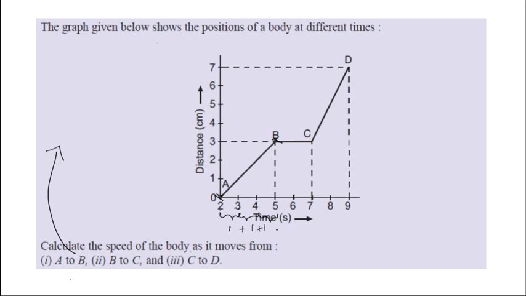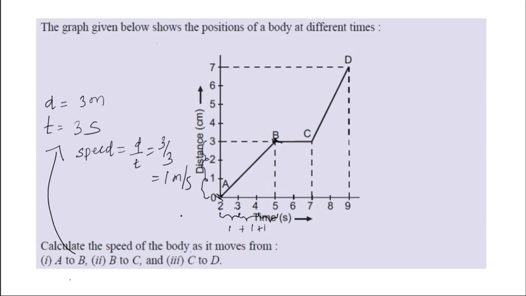So total time how much? Time is 3 seconds. How much distance is covered? From here to here 1 meter, again here to here 1 meter, and here to here 1 meter. So here it ends. So what is the distance? I'll use D only, or you can use S also. Distance is 3 meter, and therefore speed is distance divided by time, which is 3 by 3 is equal to 1 meter per second. Very simple. Now, what is the speed of the body from B to C?